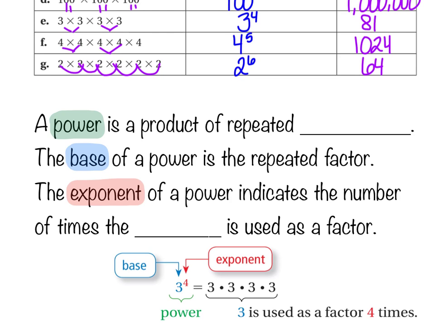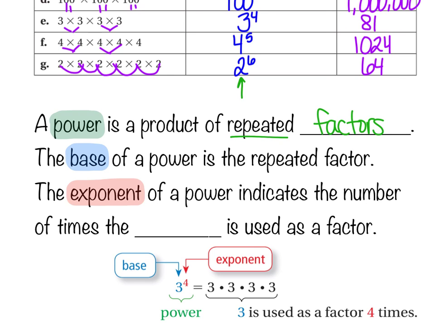All right, so let's look at some vocabulary here. We have a power, which is a product of repeated factors. Factors are numbers that are just being multiplied to each other, and they're obviously being repeated. And then the base of a power is the repeated factor. We talked about how the base is the number that is being repeated. So in this case, the 2 in this last example.